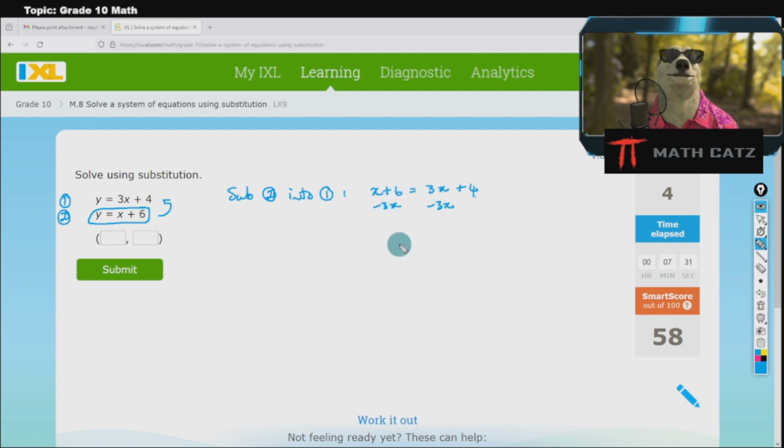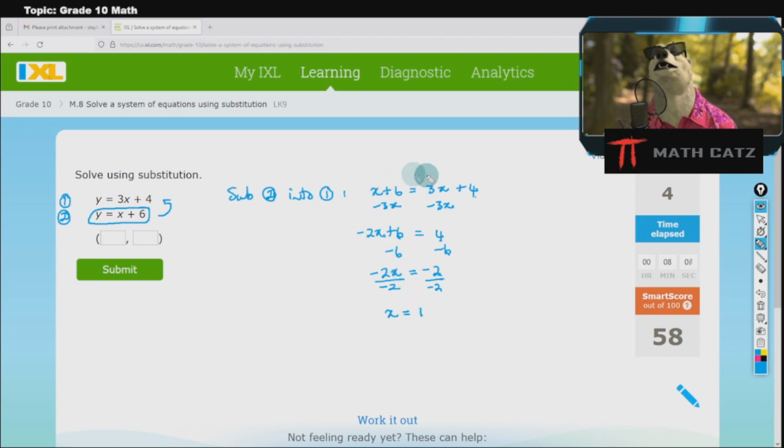Not doing too many steps at once in case someone needs to see all the detail. Then on the right, I'll get just a 4. I'll still have this plus 6. And now I have 1x minus 3x, so negative 2x. Then I'll also subtract 6 on both sides because I want the numbers on the other side to get negative 2x equals negative 2. Lastly, I divide by that coefficient of x, negative 2, to get x equal to 1.